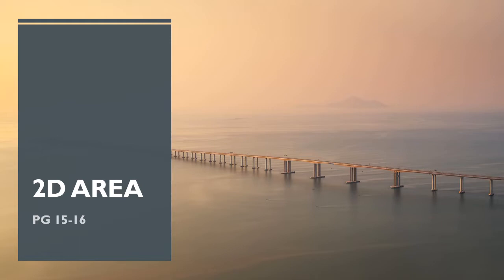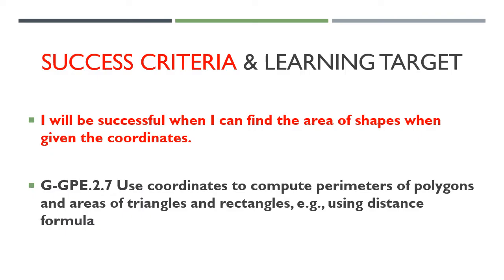Now this one is on page 15 and 16, and you're using the coordinates to be able to find area and perimeter. So the success criteria is you will be successful when you can find the area of shapes when given the coordinates. And then the learning target is to use coordinates to compute perimeters of polygons and the areas of triangles and rectangles using distance formula. So you will use that formula, especially for page 16.